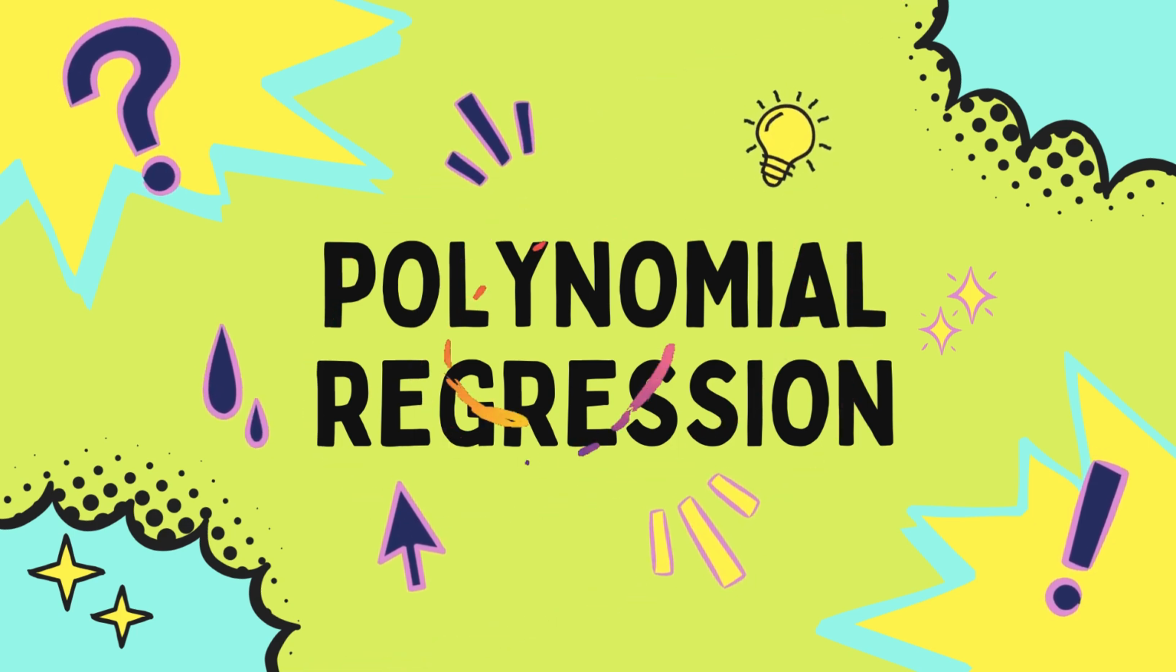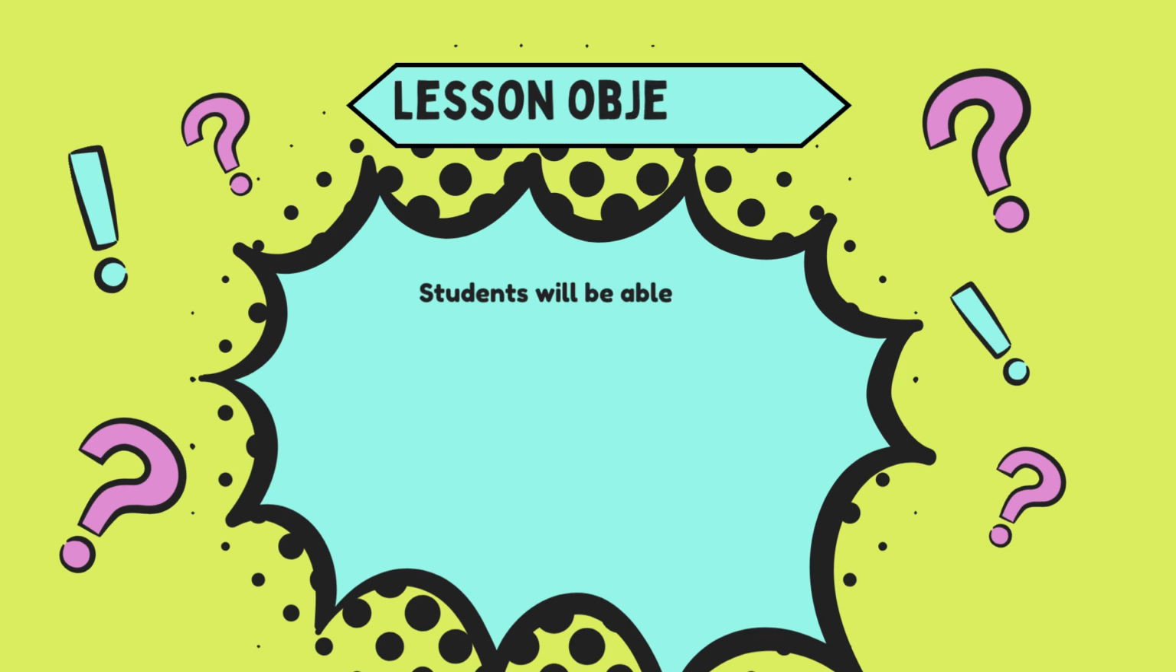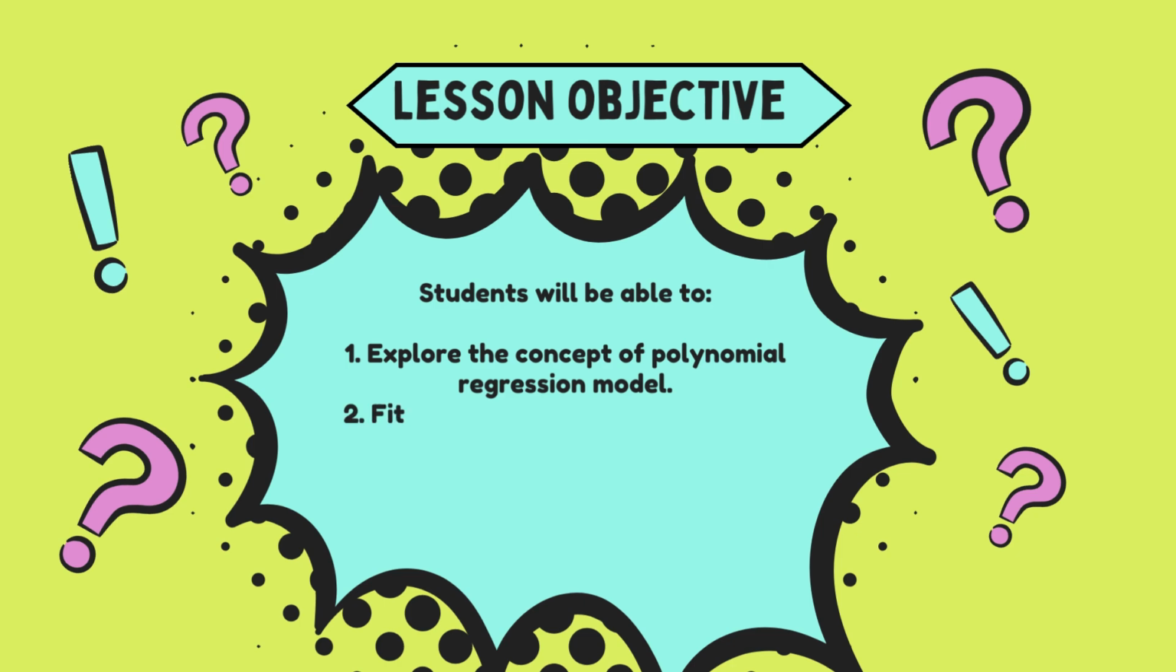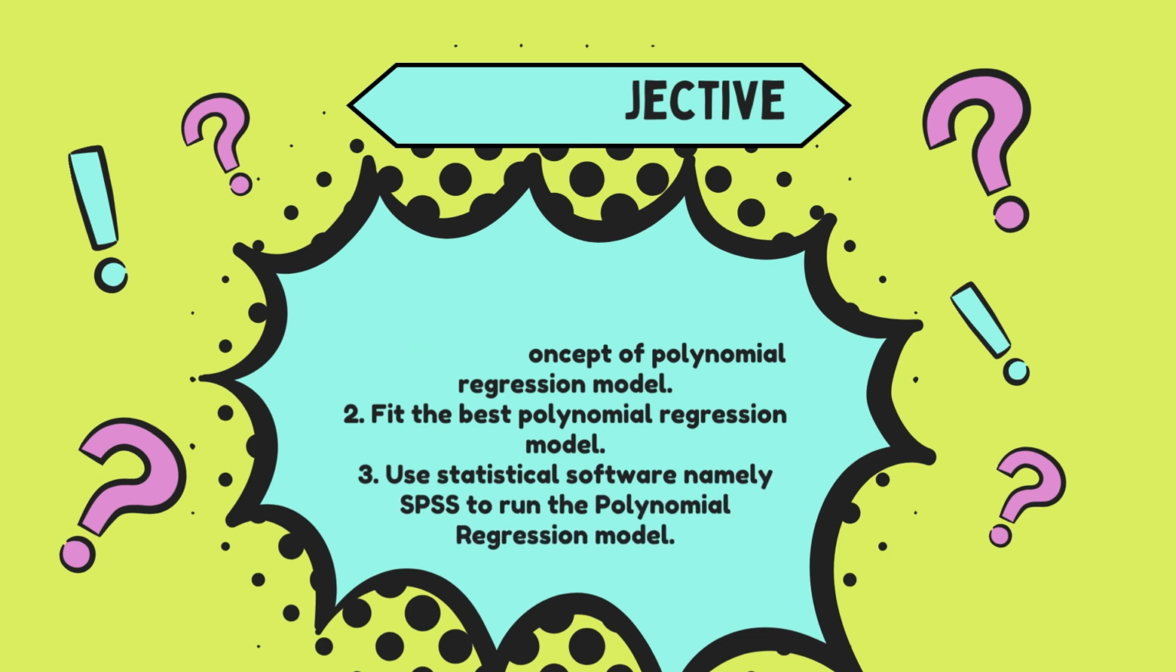Welcome to Chapter 7, Polynomial Regression. In this chapter, students will be able to: 1. Explore the concept of polynomial regression model. 2. Fit the best polynomial regression model. 3. Use statistical software, namely SPSS, to run the polynomial regression model.